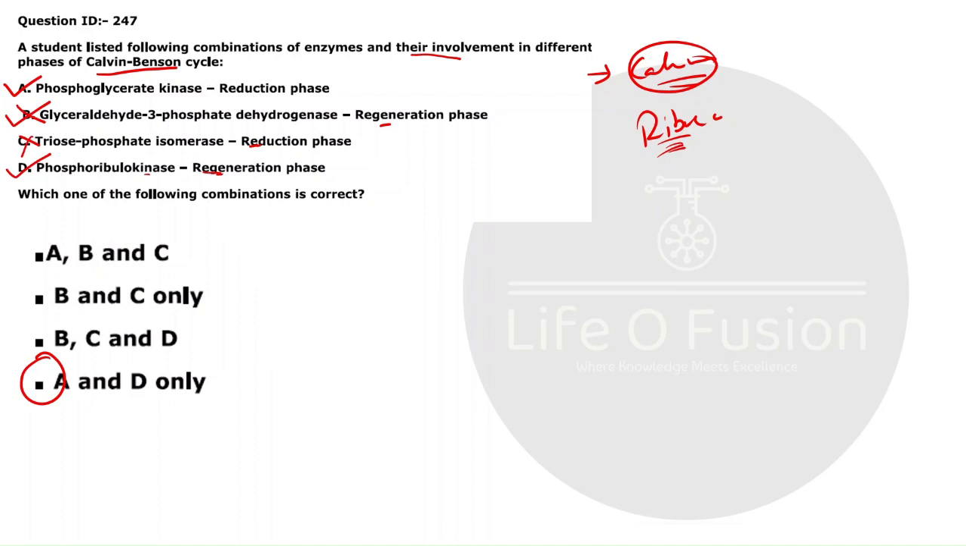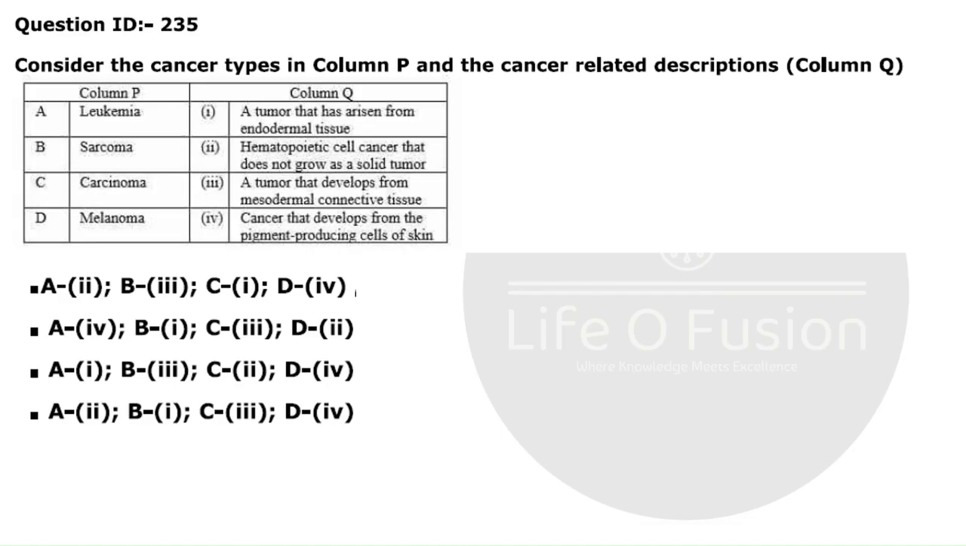Okay, so let's go to the next question. Here they asked one more question on cancer. Column P has the different types of cancer, and column Q represents how they are generated, or the description. So leukemia is a blood cancer. Blood cancer means, you see here option 2, a hematopoietic cell cancer that does not grow as a solid tumor. Blood cancer does not grow as a solid tumor.